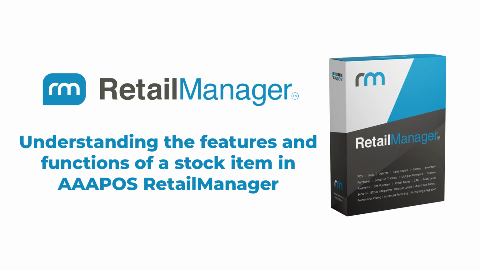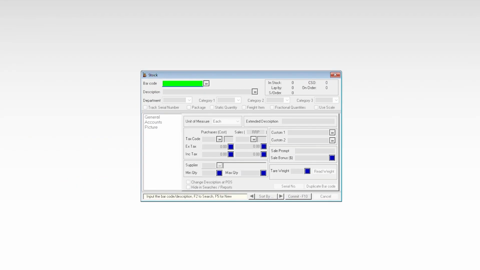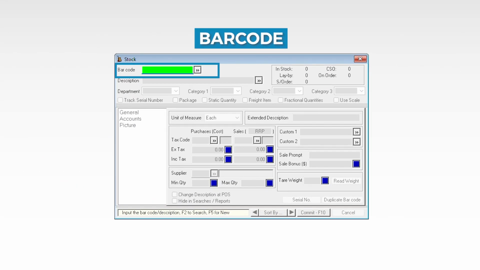Understanding the features and functions of a stock item in AAAPOS RetailManager. Barcodes enable you to identify an item, or multiple items, by using a barcode scanner. This dramatically reduces the effort required to input information about an item when performing transactions and when performing a stock take. Using a barcode will also reduce mistakes made by staff from selling the wrong product.